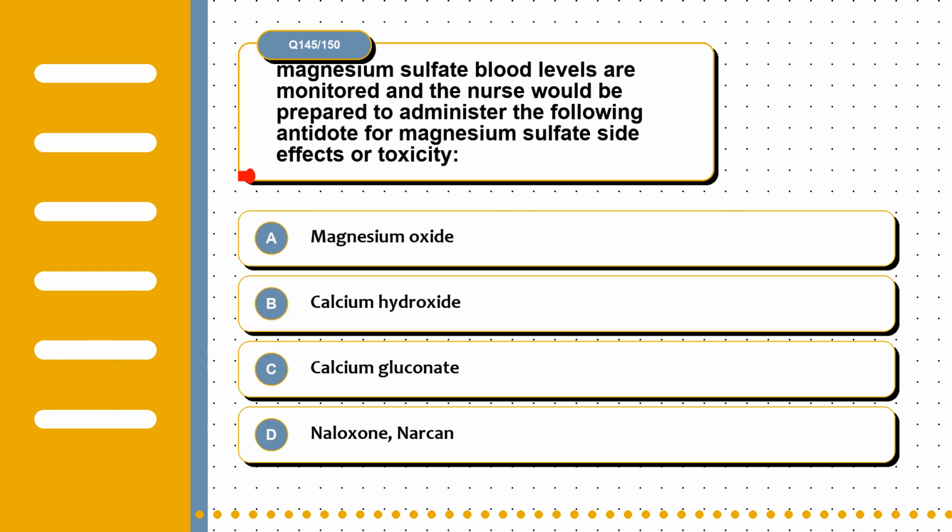Question 145. Magnesium sulfate blood levels are monitored, and the nurse would be prepared to administer the following antidote for magnesium sulfate side effects or toxicity. Here are the options. Option A. Magnesium oxide. Option B. Calcium hydroxide. Option C. Calcium gluconate. Option D. Naloxone (Narcan).